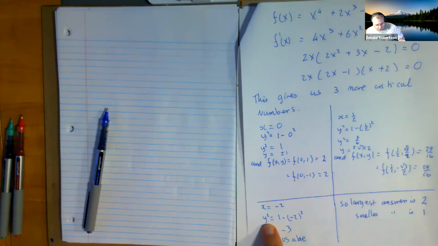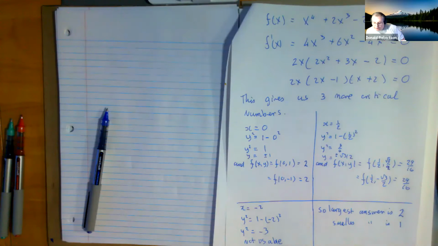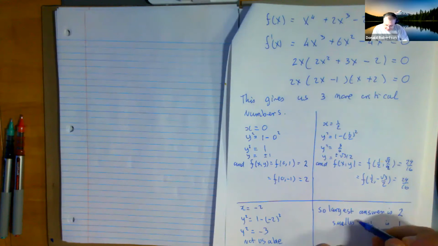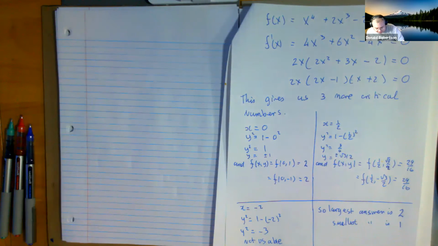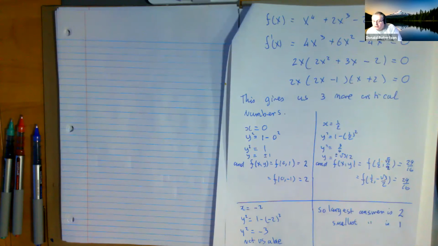X could be -2, but when you plug in y squared here, you get a negative number, so that makes this not usable. So if you scroll through all the answers that we had, our first answer was 1, and that's the smallest of the lot. And the biggest answer was 2, happened here, and that's the biggest. So the absolute maximum of this function is 2, and the absolute minimum is 1.